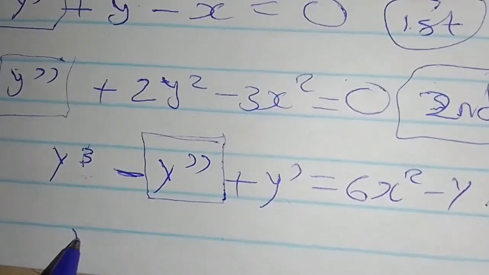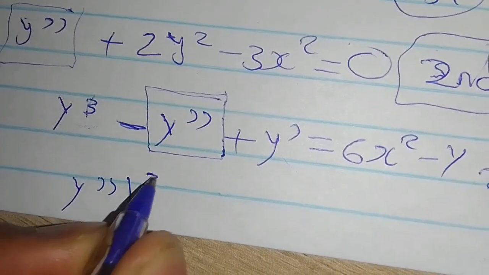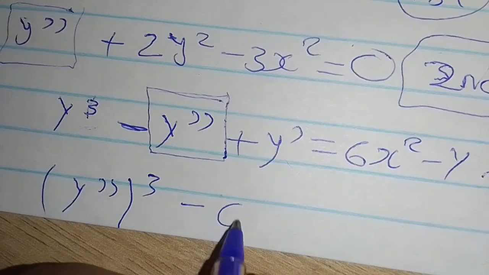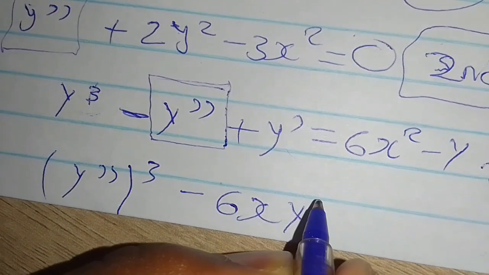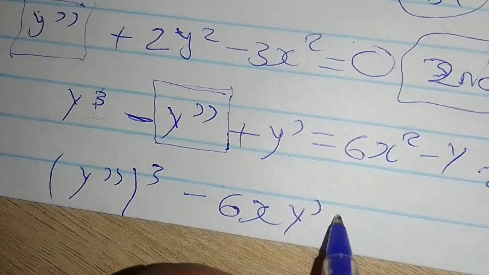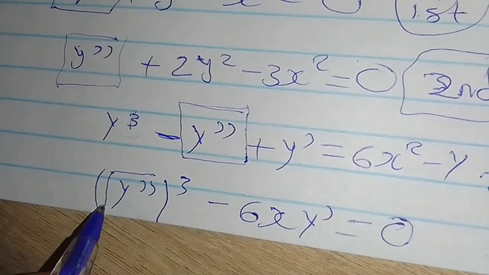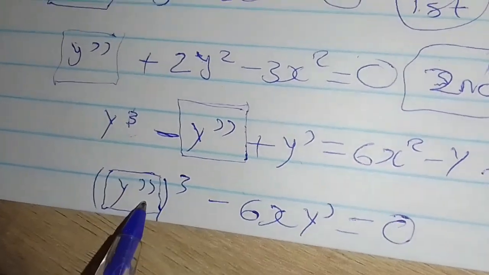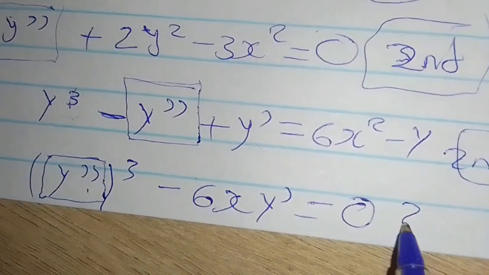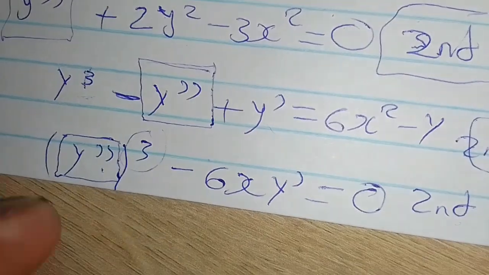And then if you have y double prime cubed minus 6xy prime equals 0, what order is this? Notice that the highest order in this case is this one here, y double prime. So this one is still a second order differential equation. Don't confuse this with the previous one.